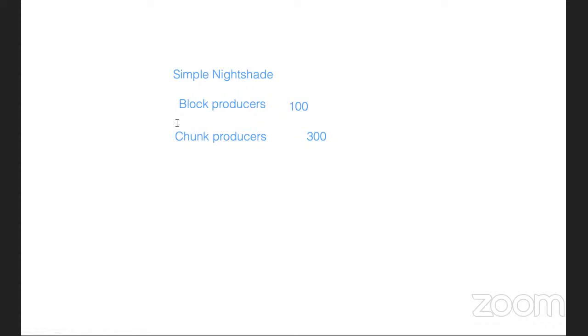And for the chunk producers, this is where it becomes more interesting, because block producers, since they track all shards, naturally have the capability of producing chunks. I guess I'll just go with the proposal I have, and then we can discuss whether it makes sense.